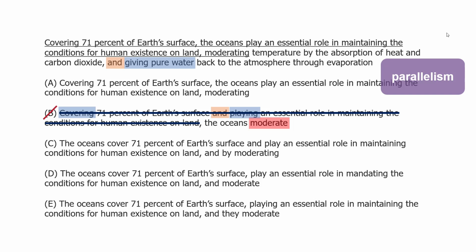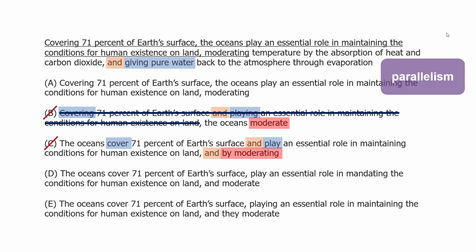Answer choice C also has a parallel structure, "the oceans cover and play." So far so good. The problem is then we have "and by moderating." What's that going to join together with? Answer choice C is incorrect.